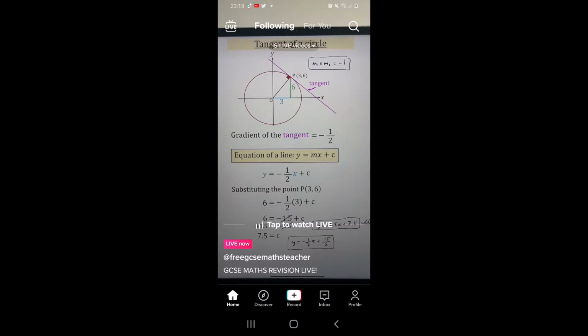So just let us know, can we move on, or has anyone got any more questions? I think most people said they're okay with that now. Gradient represents the steepness of a line.